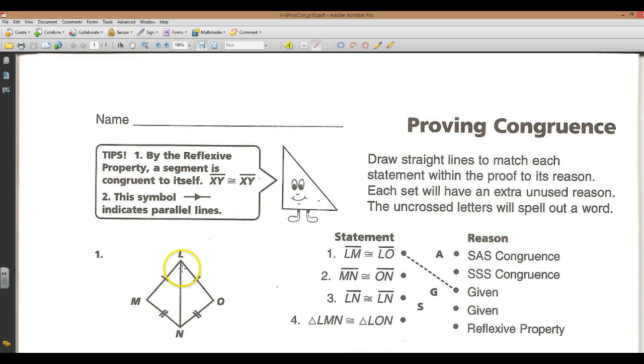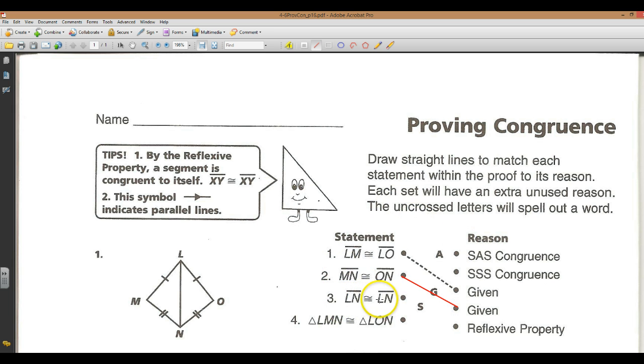So in our first proof here, we are given that LM is congruent to LO. So LM is marked in the diagram, LO is marked in the diagram. So we are given that those two are congruent. We are also given that these two are congruent. So MN is congruent to ON. And that's the next statement here. So we can draw a line to given for that.